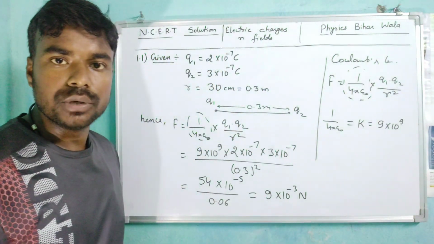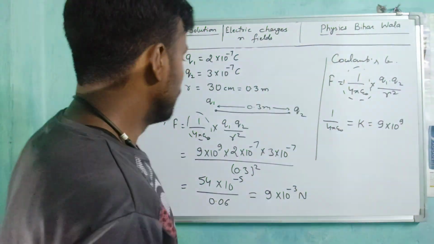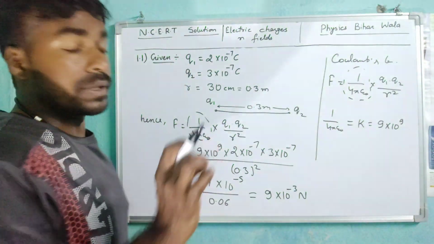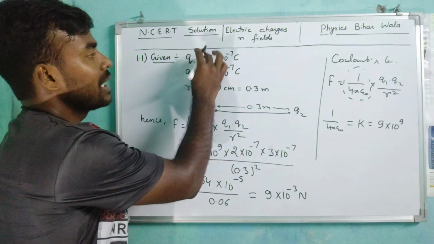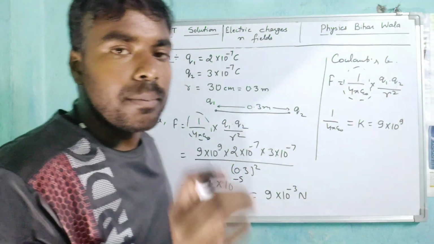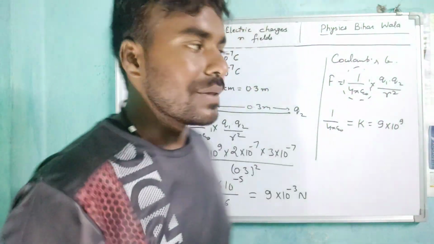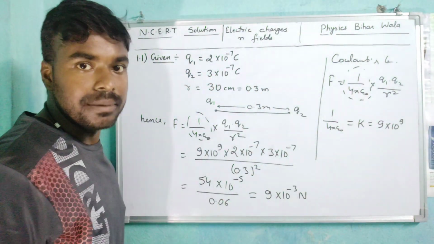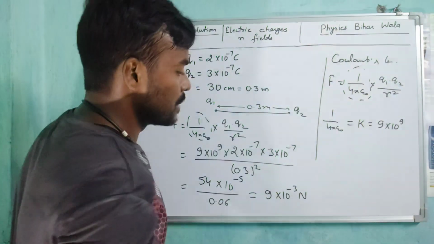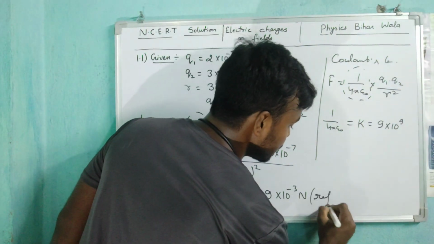I hope you have understood the concept. One more thing: what type of charge is this? Both have positive nature. It means when they exert force between them, the nature will be repulsive. So you have to write repulsive.